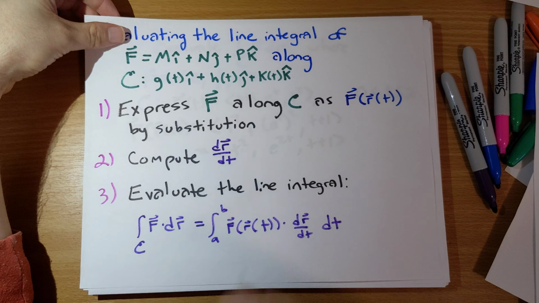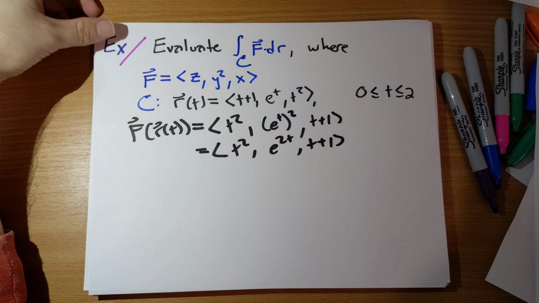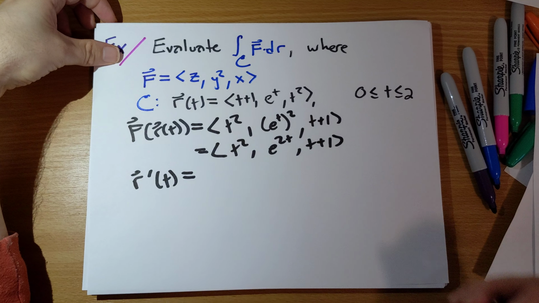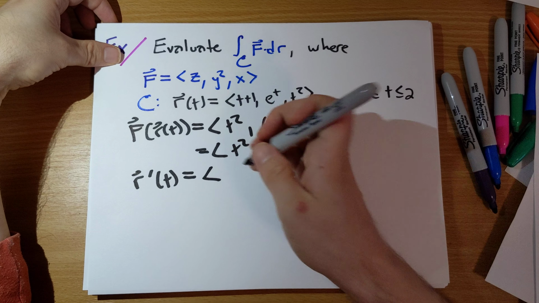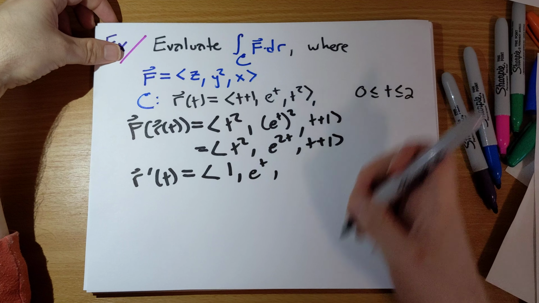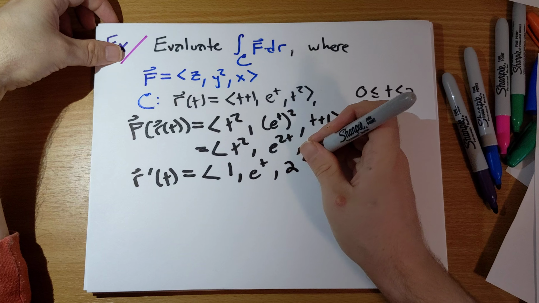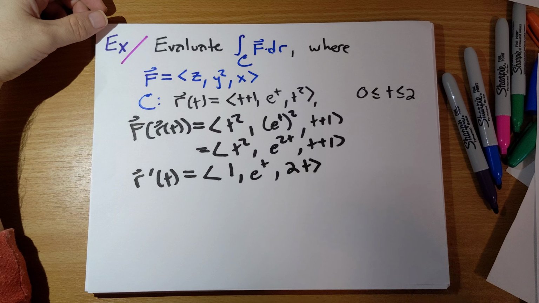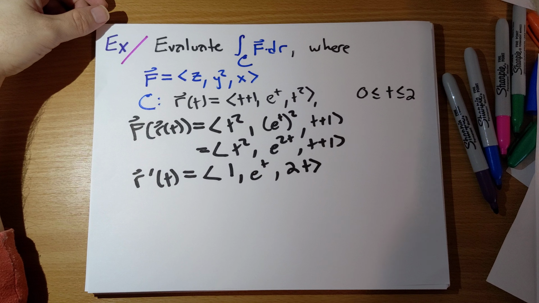Step two is that we need dr dt. We need r prime of t, the velocity vector for our parameterization. So the derivative of t plus 1 is 1. Derivative of e to the t is, of course, e to the t. The derivative of t squared is 2t. So, okay, now we've got r prime of t.